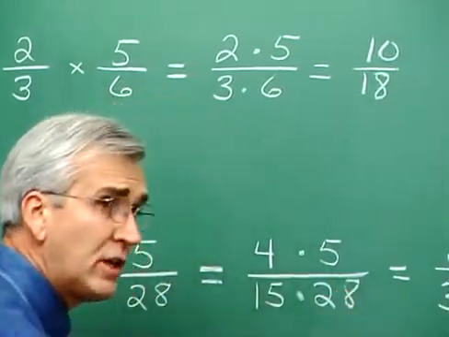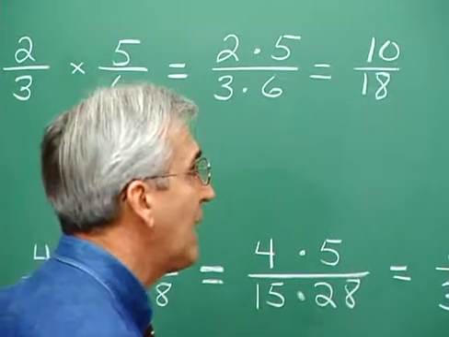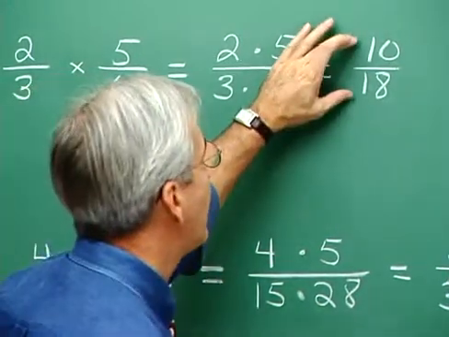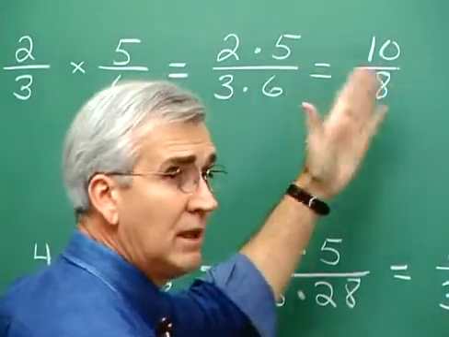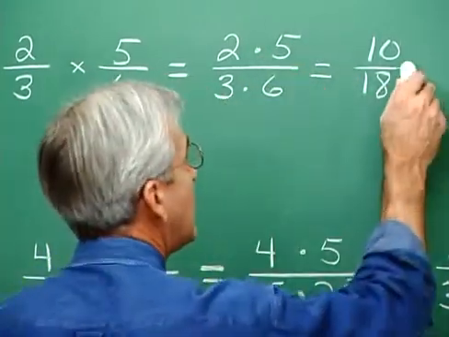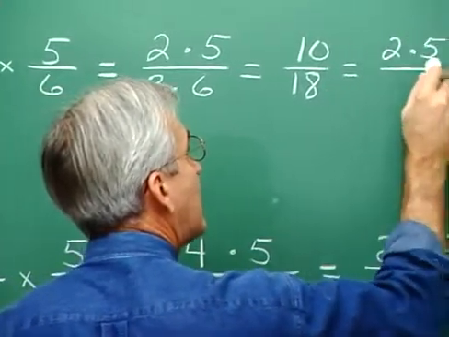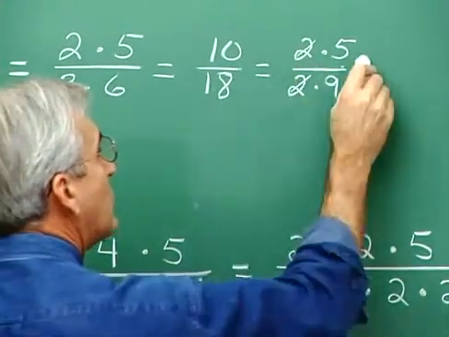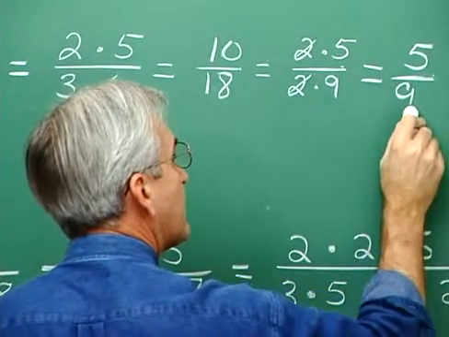But we're not finished here because we can simplify this fraction a bit. And we simplify by reducing the fraction, and reducing means to identify a factor which is in both numerator and denominator and eliminate it. We think of 10 as 2 times 5. We think of 18 as 2 times 9. And we eliminate those 2's, and we find that the reduced answer is 5/9.